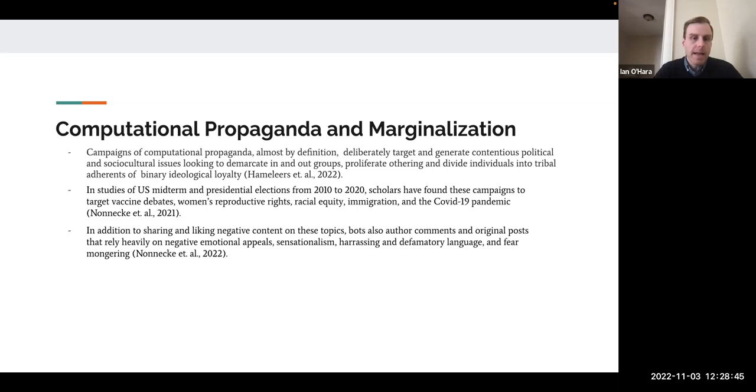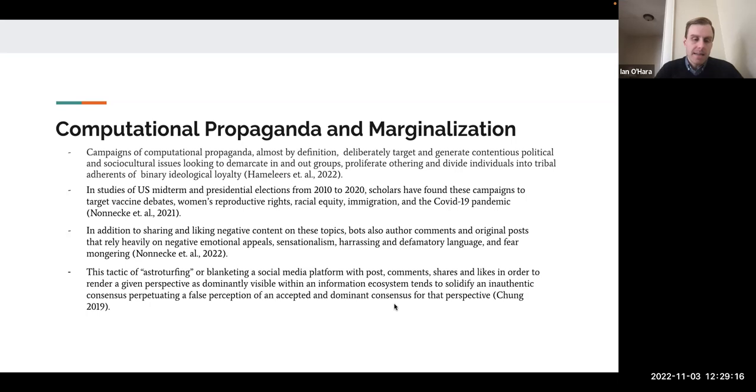So bots can be created to create heavily negative messages, sensationalist messages, the same sort of fake news that we would see from strange blogs on the internet. Things along those lines can be completely generated by bots at this point and then shared into a network of other bots and then amplified within a given social media platform.